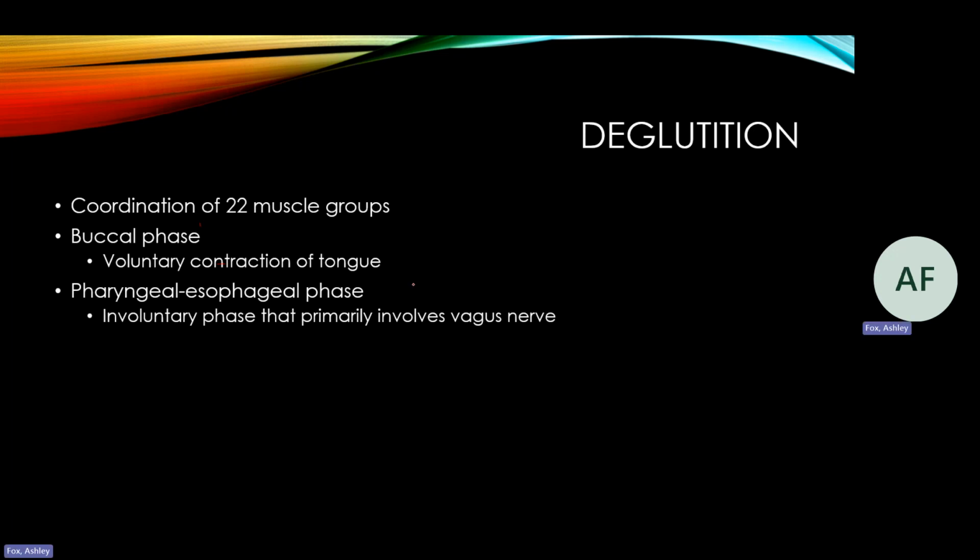Then we have the pharyngeal and esophageal phase, which is involuntary. Once you start swallowing and you decide to swallow, it's going to happen. So this is going to be involuntary, and we have contraction. We're going to go over steps. And this mainly involves the vagus nerve. Now remember, the vagus nerve is the main parasympathetic nerve. So remember, parasympathetic is rest and digest. So this is part of digesting. So the vagus nerve is going to be involved in swallowing.